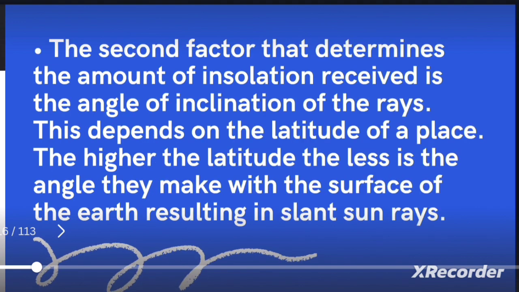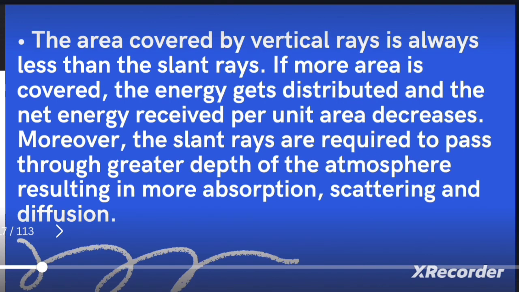The second factor that determines the amount of insolation received is the angle of inclination of the rays. This depends on the latitude of a place. The higher the latitude, the smaller the angle they make with the surface of the Earth, resulting in slant sun rays. The area covered by vertical rays is always less than that covered by slant rays. If more area is covered, the energy gets distributed and the net energy received per unit area decreases. Moreover, the slant rays have to pass through a greater depth of the atmosphere, resulting in more absorption, scattering, and diffusion.